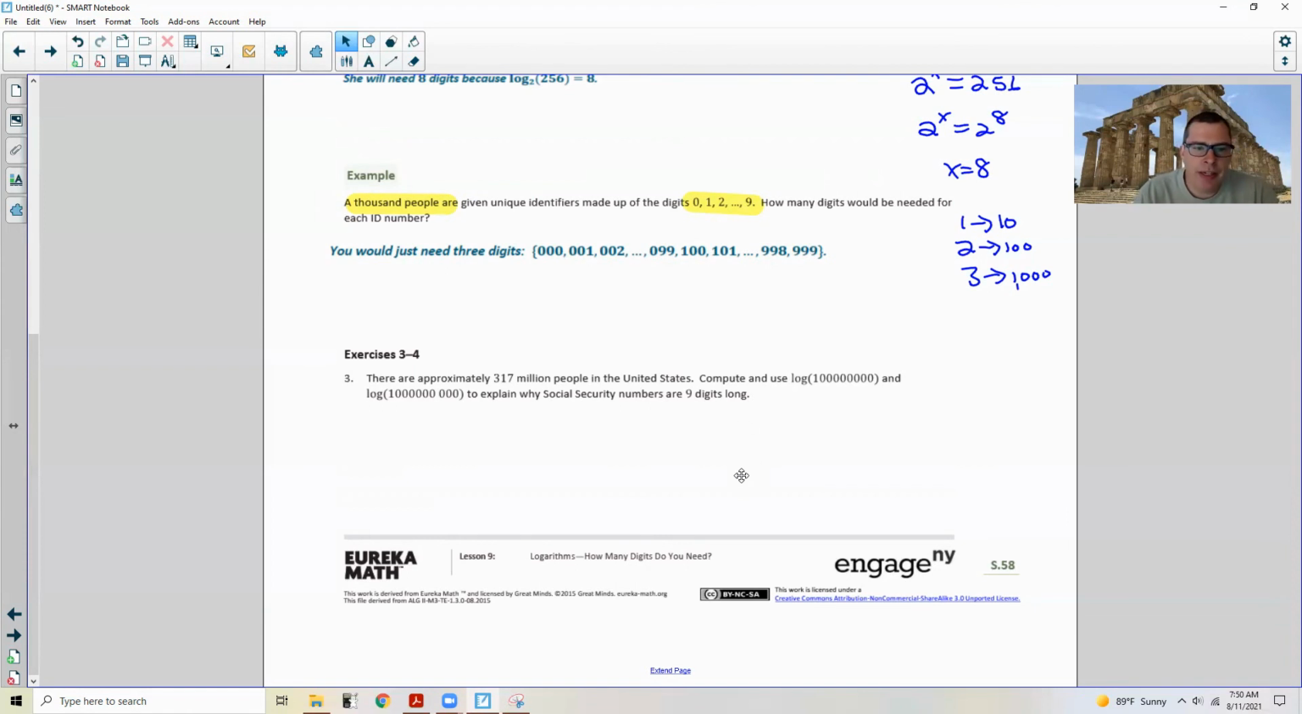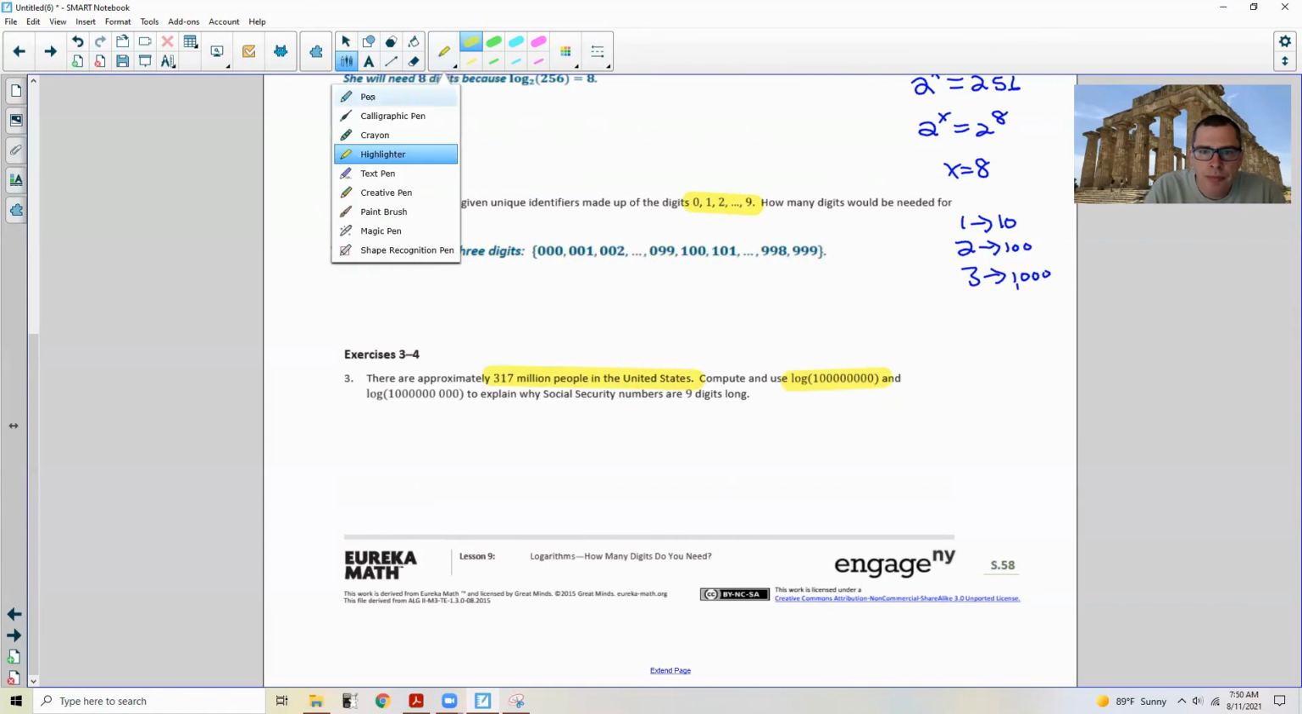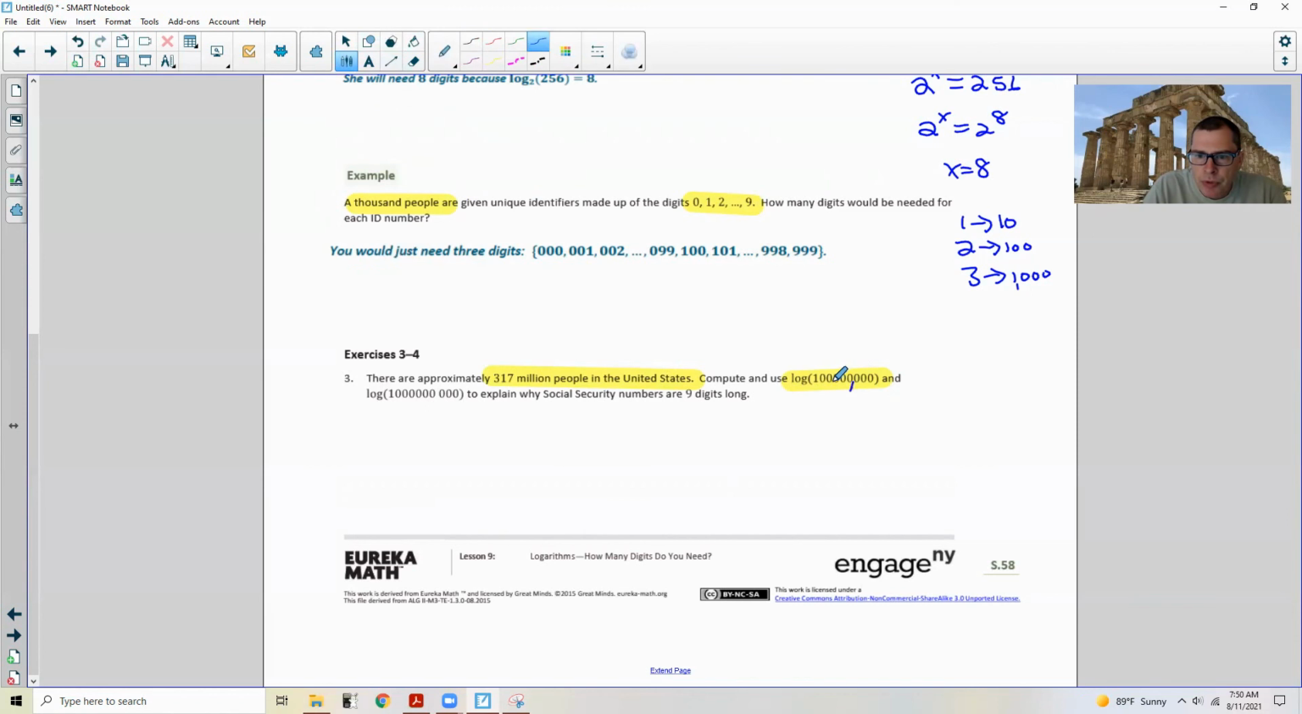Okay, so number 3 says exercise 3 and 4. These are exercises. Pause the video, see if you can do them, come back and see how you did. So here's number 3. There are approximately 317 million people in the United States. Compute and use the log of 100 million and the log of 1 billion to explain why social security numbers are 9 digits long.